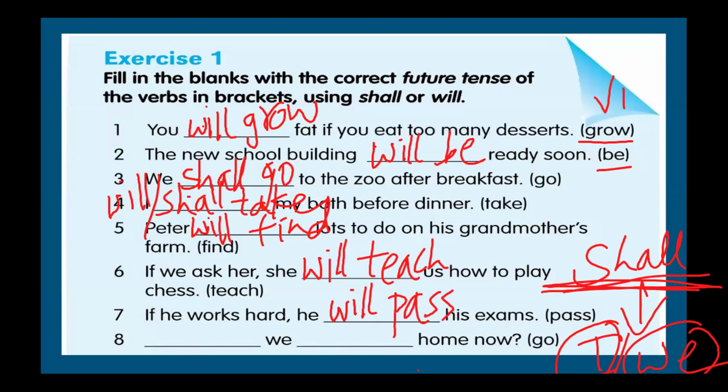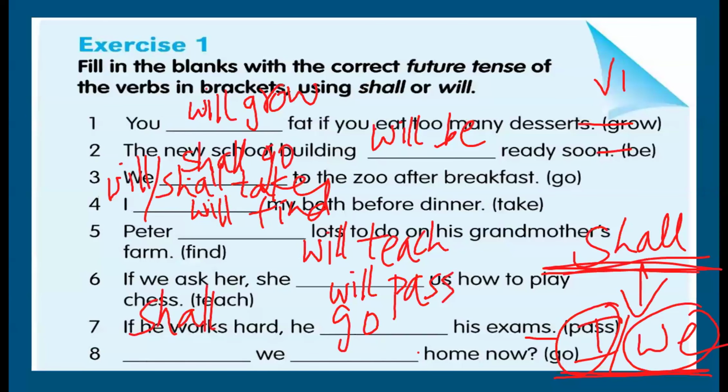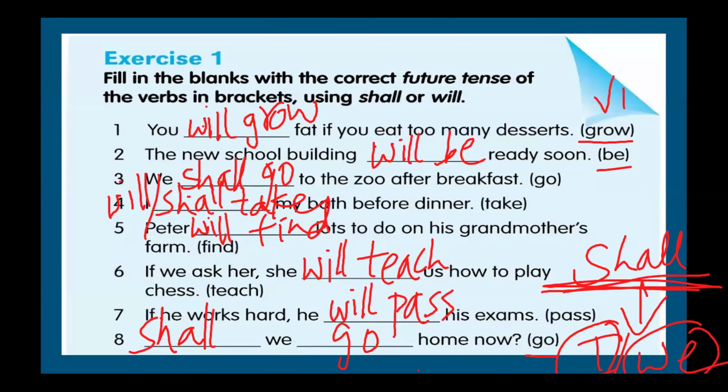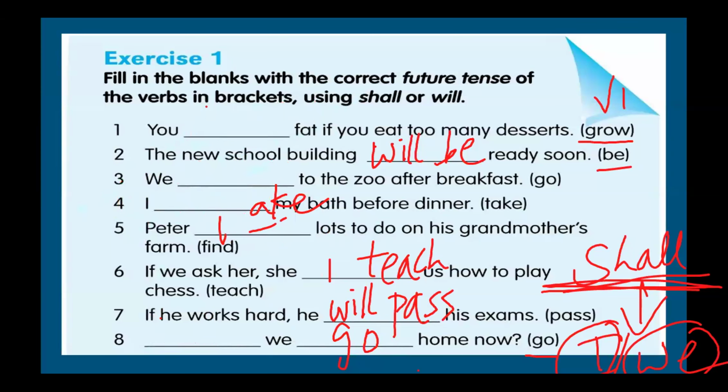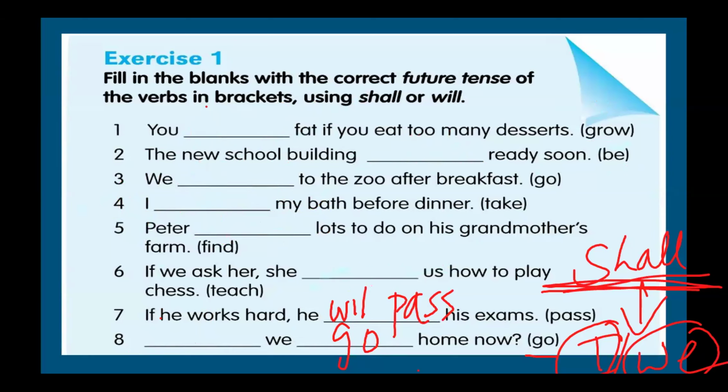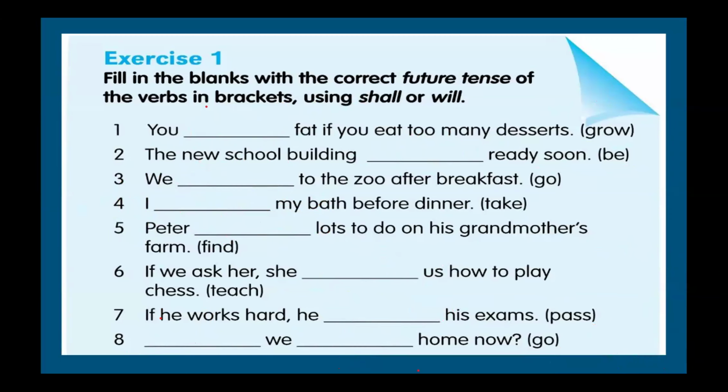Next. Dash we dash home now. Shall we go home now? Yes, you can say "Shall we go home now?" or "Will we go home now?" Shall is sounding more appropriate, so we'll use shall. Even though we can use will also, shall is sounding more grammatically correct. You can use will also, but shall is sounding more suitable as per the sentence, complementing the sentence.